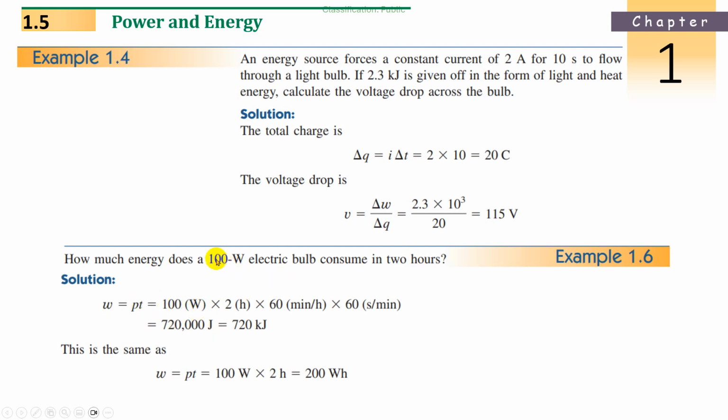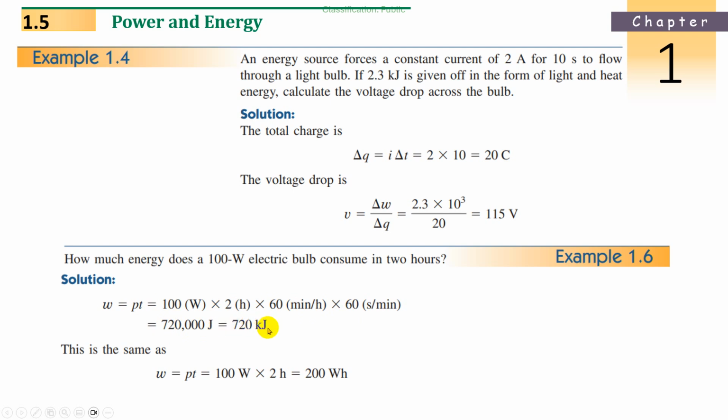What is the power? 100 watts. What is the time t? 2. But time should be in seconds, since it is the time rate of energy. So convert 2 hours to seconds: 2 hours multiplied by 60 minutes per hour and 60 seconds per minute. That gives 720,000 joules or 720 kilojoules.